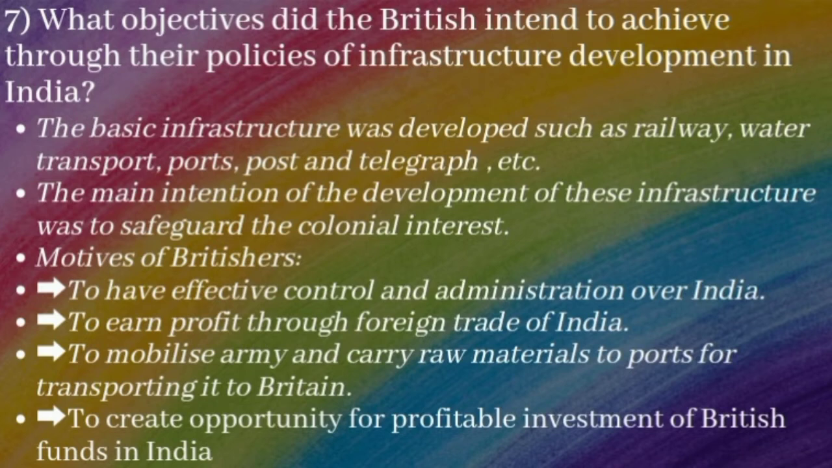So the basic infrastructural facilities were developed, and the infrastructure was railways, roadways, airways, waterways, ports, then post and telegraph, etc. Then coming to the next point, the main intention of the development of this infrastructure was to safeguard, promote and protect the colonial interest, and to gain profits for their home country, that is Britain, not for the development of India. So the motive of the Britishers was to have effective control and administration over India. That means to spread and expand their power in India.